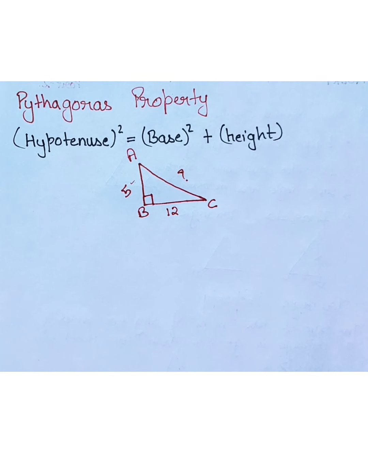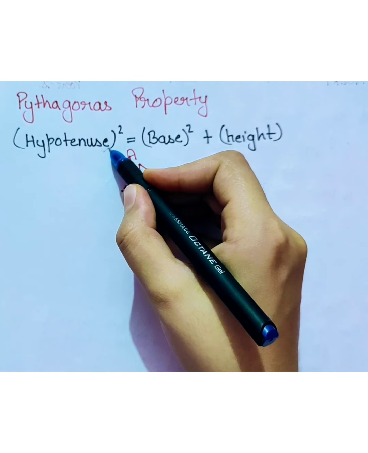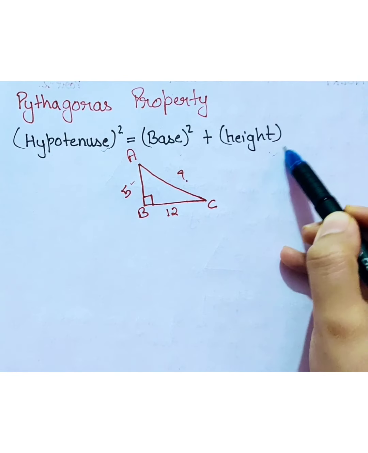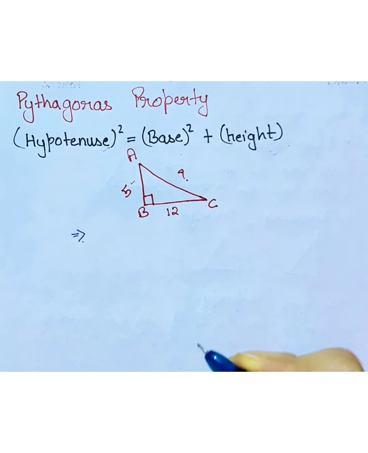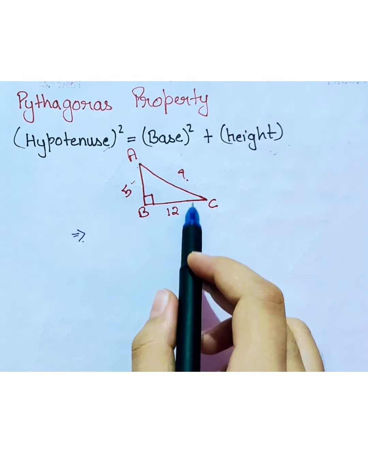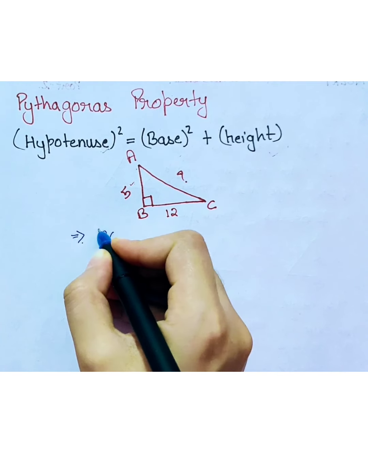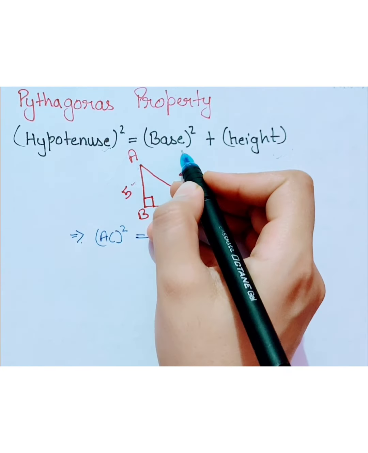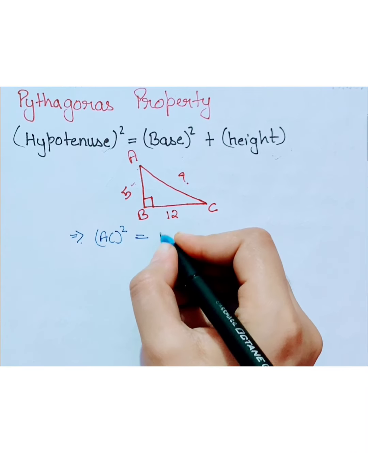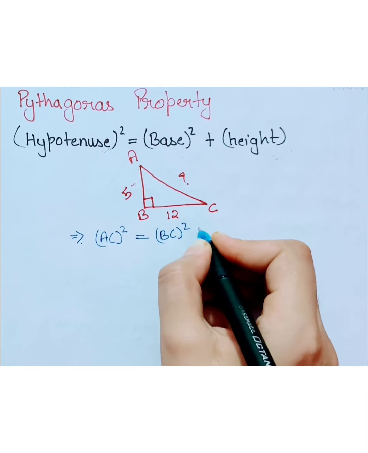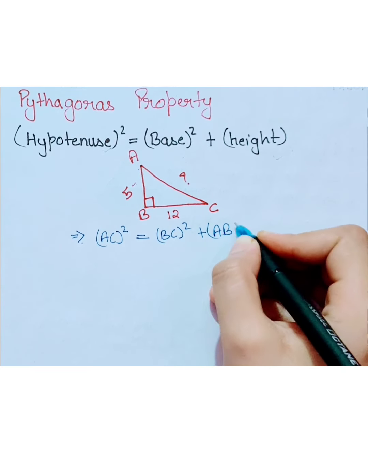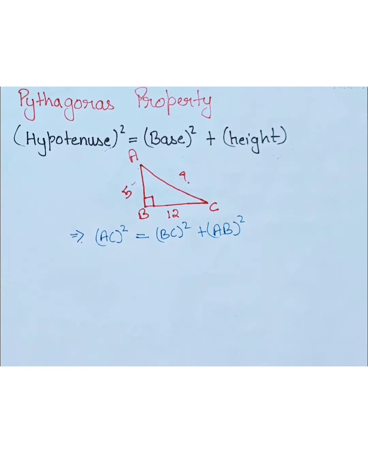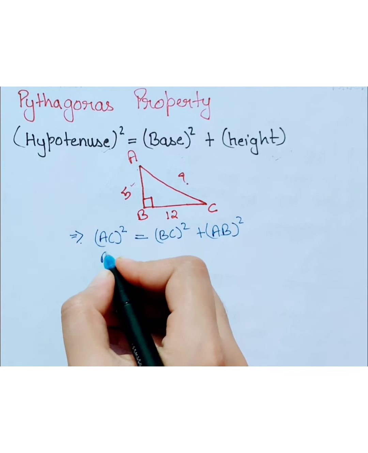So as I have written here, Pythagoras property says that hypotenuse square is equal to base square plus height square. So here our hypotenuse is AC. So AC square is equal to base square. Base is here BC. So BC square plus height square. Height is AB. AB square. Now we'll put the values given to us. AC we have to calculate.